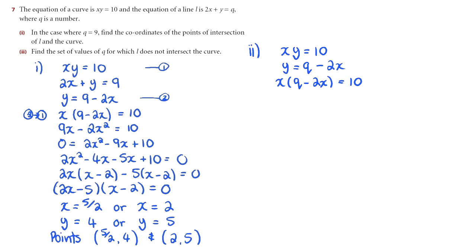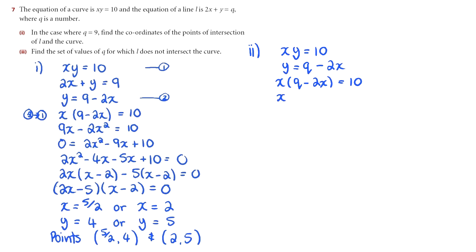But the question is saying, find the set of values of q for which the line does not intersect the curve. So there are no points of intersection. And we're doing something slightly counterintuitive. We're saying, well, let's find the points of intersection. And what you'll notice here is we're ending up with a quadratic. So let's keep going and see how this pans out.